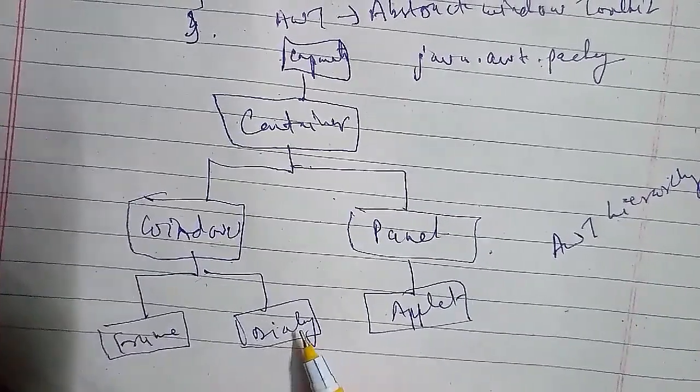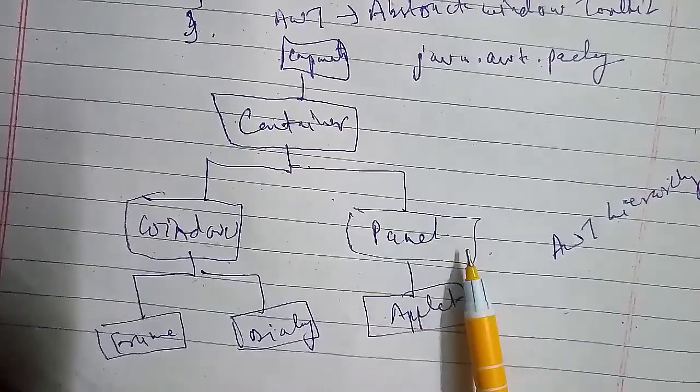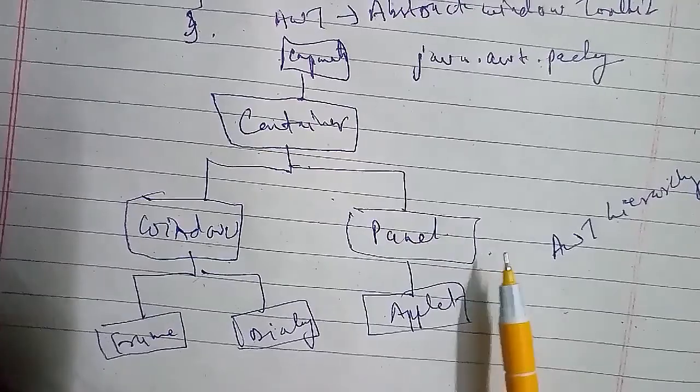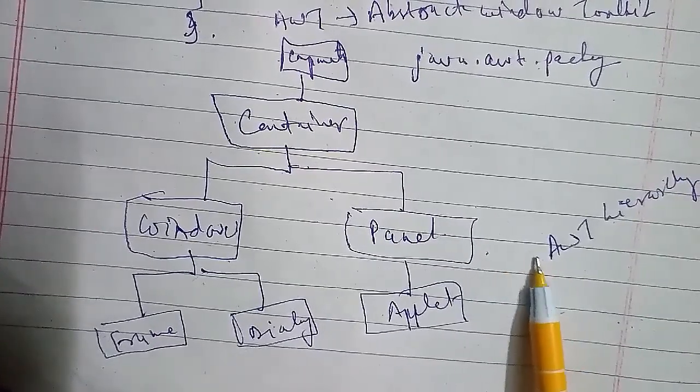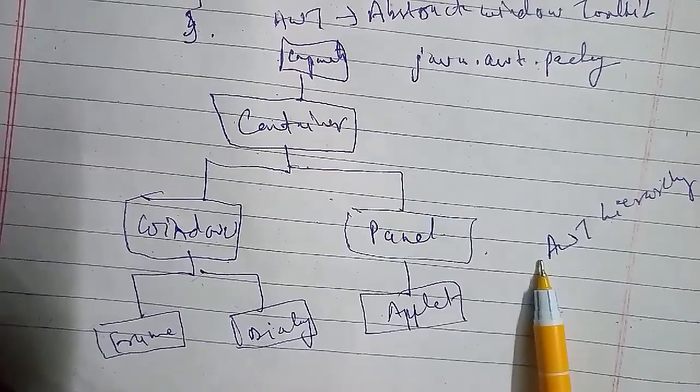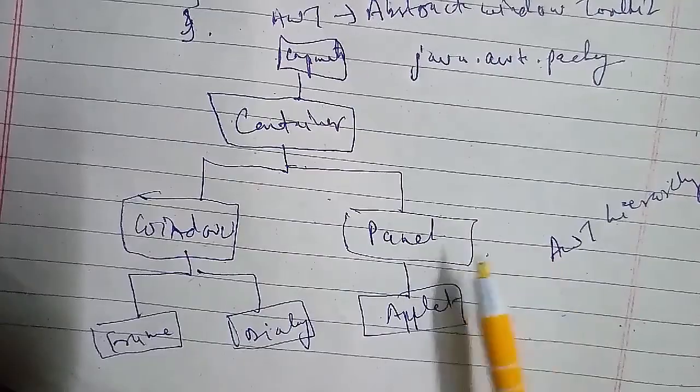fr.setLayout(new FlowLayout()), fr.setVisible(true), and then Button b1 = new Button("OK") and Button b2 = new Button("Cancel"), then fr.add(b1) and fr.add(b2), then close the bracket. You can write this on the program as well.